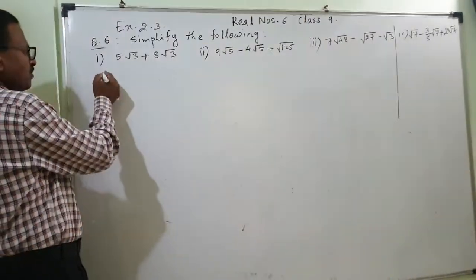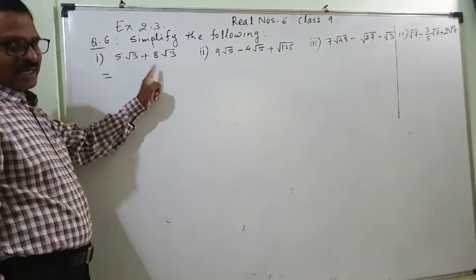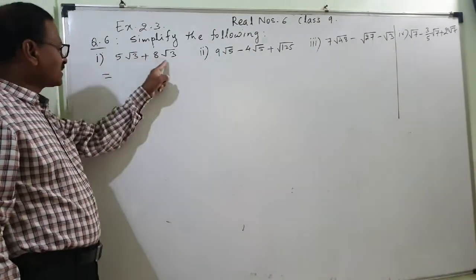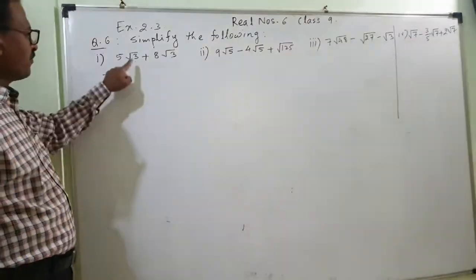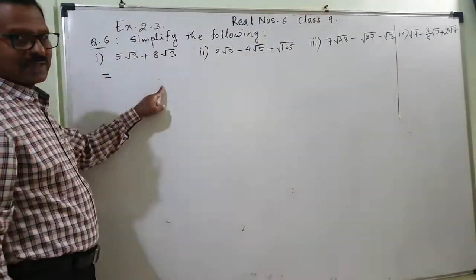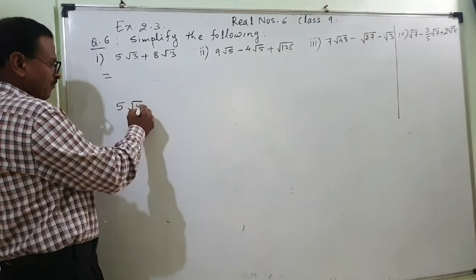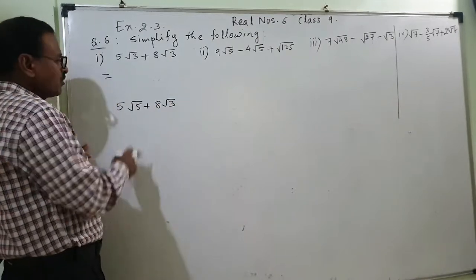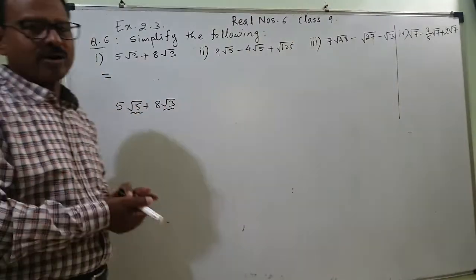So this answer would be like this. Now here root 3 is common. These are the like surds. This radical sign, what is inside the radical sign, that decides whether the surds are like or unlike. If it is 5 here and here it is 3, then those are the unlike surds. Those cannot be added. That means, suppose 5 root 5 plus 8 root 3, this cannot be added because this and this is different. They are unlike surds. That's why they cannot be added.